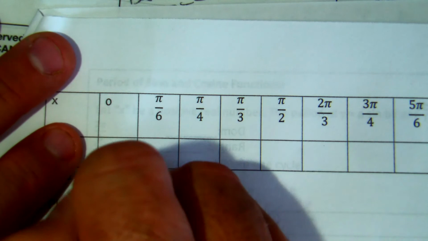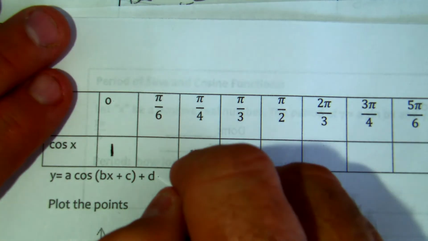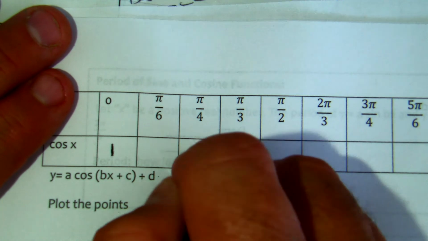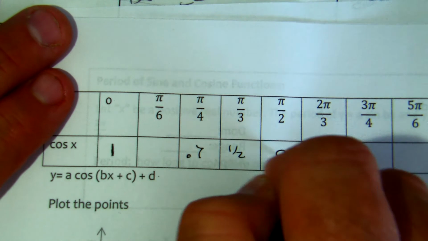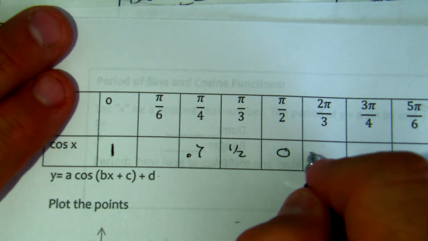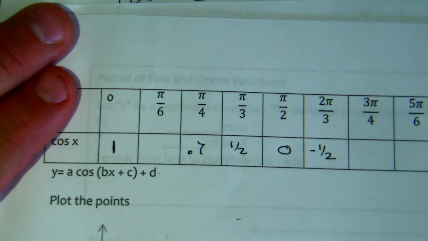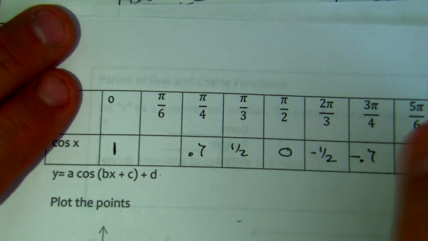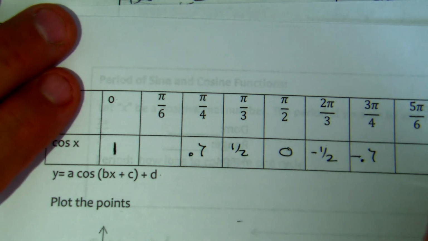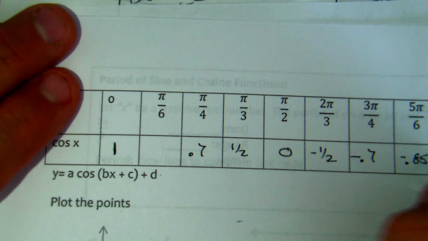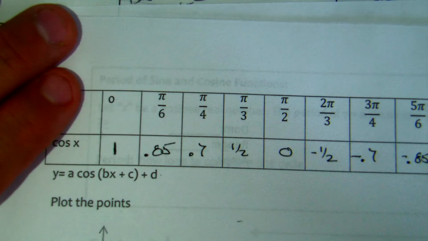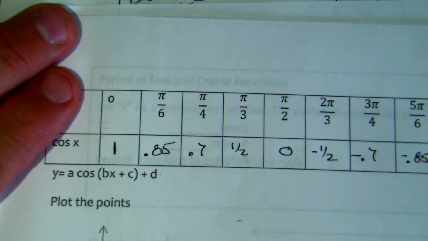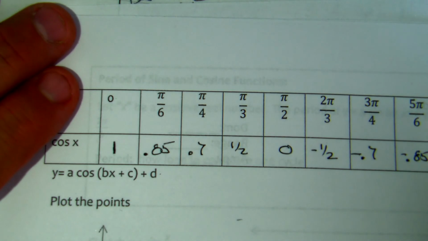So the cosine of 0 is 1. Pi over 4 is root 2 over 2, which is 0.7. Pi over 3 is 1/2. Pi over 2 is 0. 2 pi over 3 is negative 1/2, so that's the difference. 3 pi over 4 is negative 0.7. 5 pi over 6 is negative root 3 over 2, which is about negative 0.85. So we'll throw the positive 0.85 there. Pi goes down to negative 1. 3 pi over 2 brings it back to 0. And then 2 pi brings me back to 1.